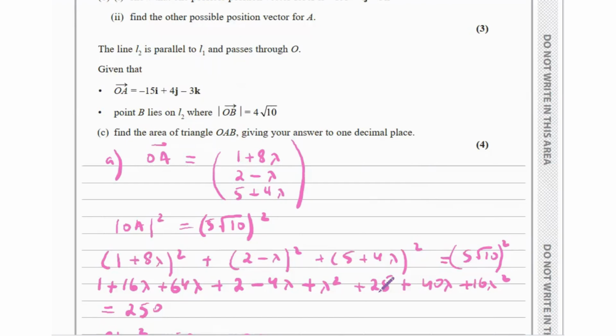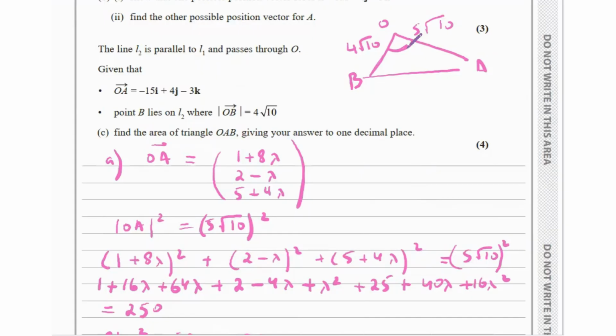So to find the area of this triangle, we need the angle between, if we draw the triangle OAB. Right now we have the magnitude of OB, which is 4 root 10, and we have the magnitude of OA, which is 5 root 10. So we need this angle over here, because to find the area of the triangle, we need two lengths and the angle between them. So keeping that in mind, we can use the two vectors to find the angle.